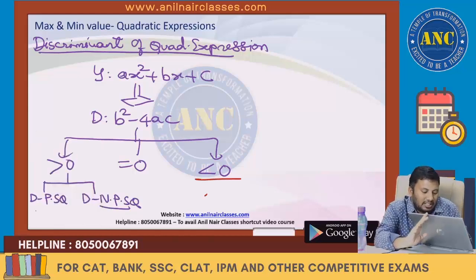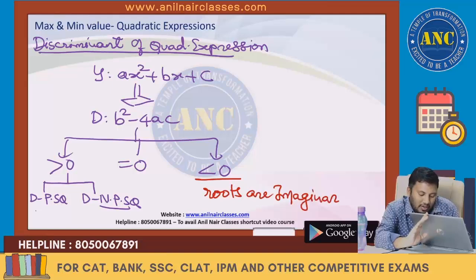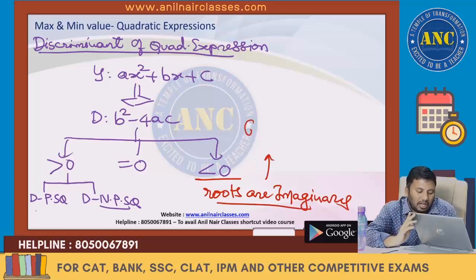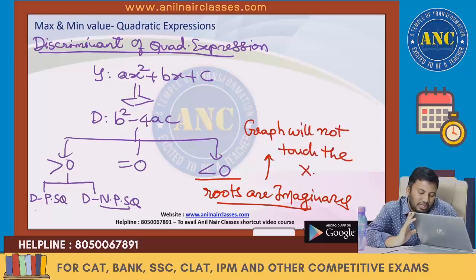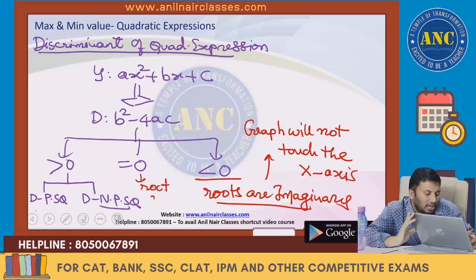If D is less than 0, that means roots are imaginary. What do you mean by imaginary roots? That means the graph will not touch the x-axis. If D is equal to 0, that means roots are equal. What do you mean by equal roots?